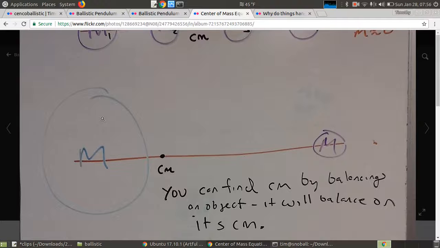Here's a really important trick, and it's the one we're going to use to find the center of mass of the ballistic pendulum arm. You can balance the object or hang it, and if it stays balanced, that means it's hanging or balancing from its center of mass. We'll talk about the physics of why that is later on.